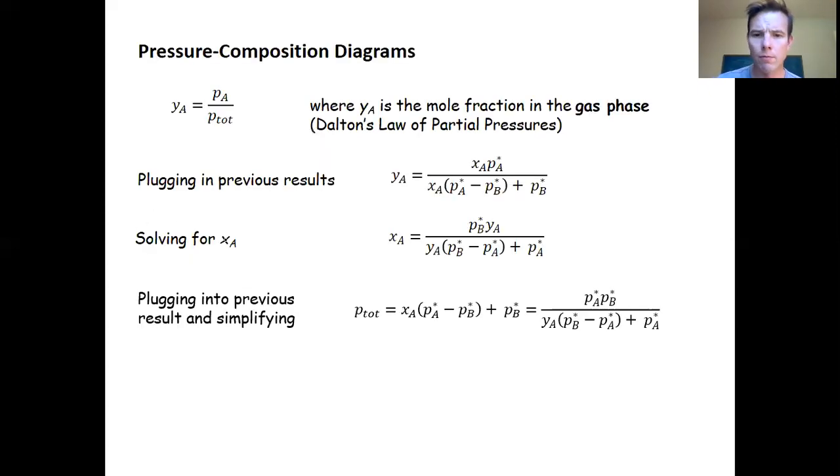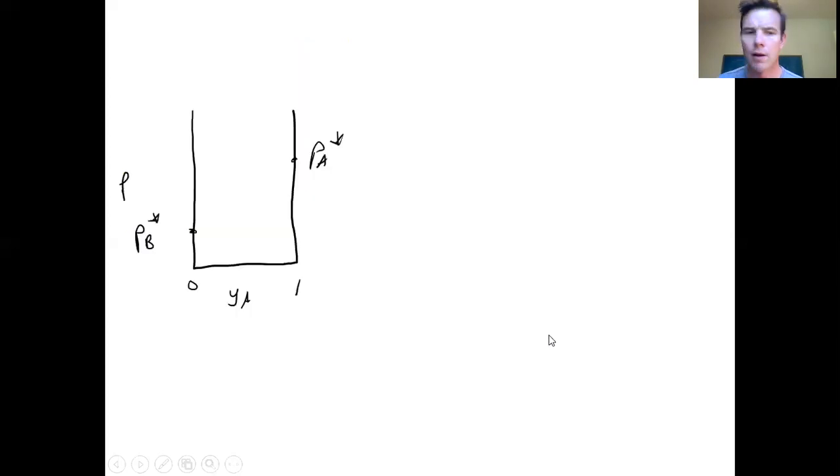Again, we're going to plot P versus YA. Here's 0 and 1. Here's PB star. Here's PA star. And what you'll see is that, unlike Raoult's law, this is not linear. YA is in the denominator of this expression. So on this plot, it will end up looking like this. Imagine it connecting.